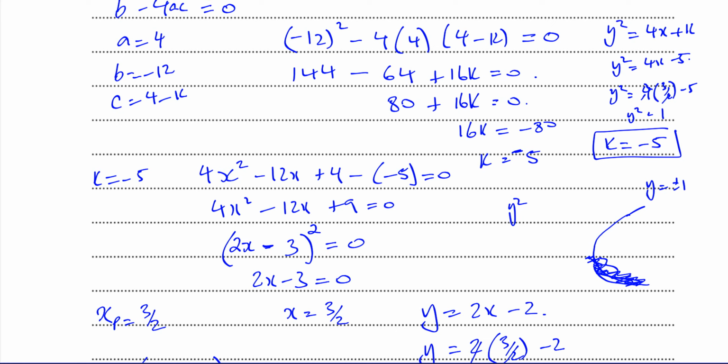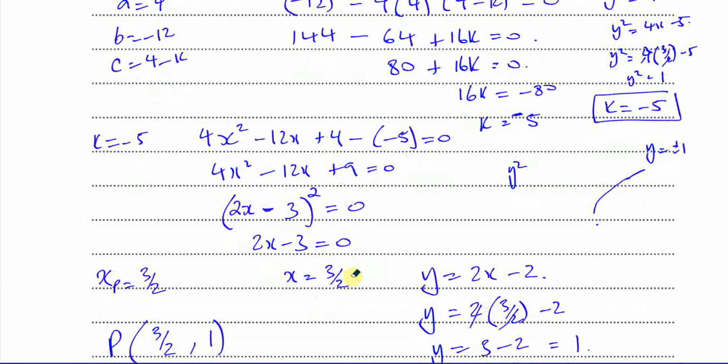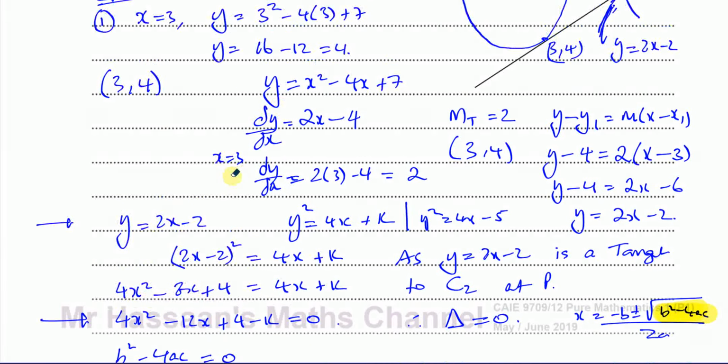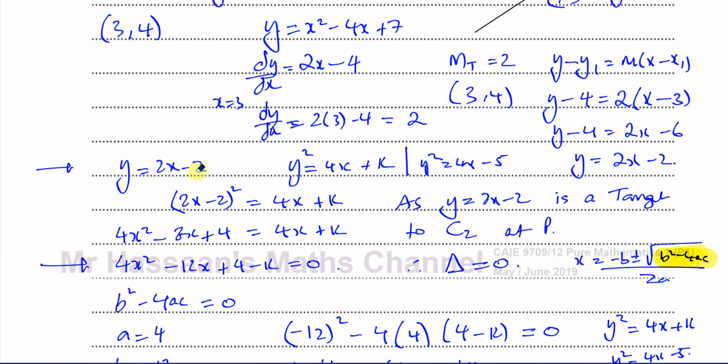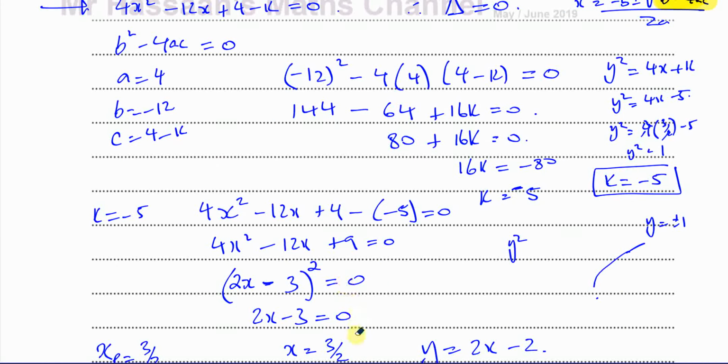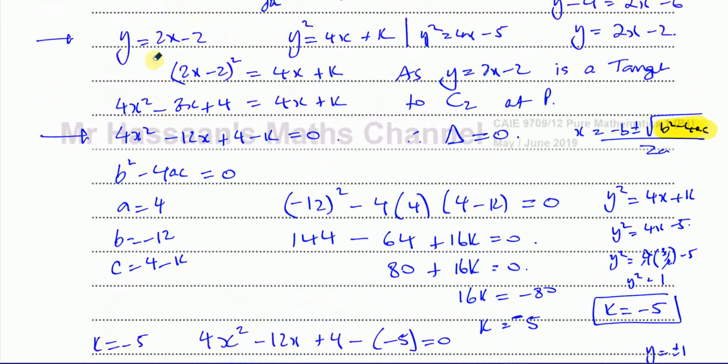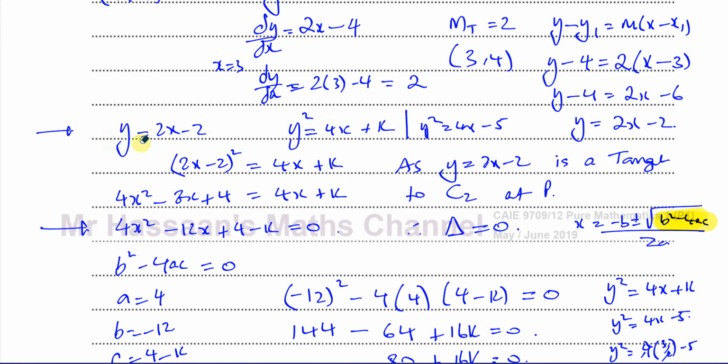So always replace, like here we found the value of x for which this is true, and if you have a choice, always replace it in the linear equation. So you know that when x equals 3 over 2, y is going to be equal to 2x minus 2. The y value you get from this and the y value you get from that will be the same.